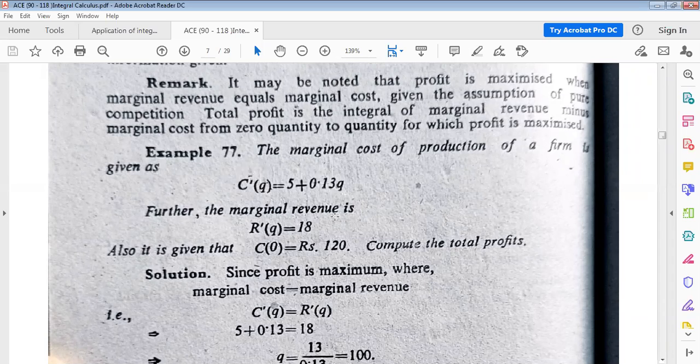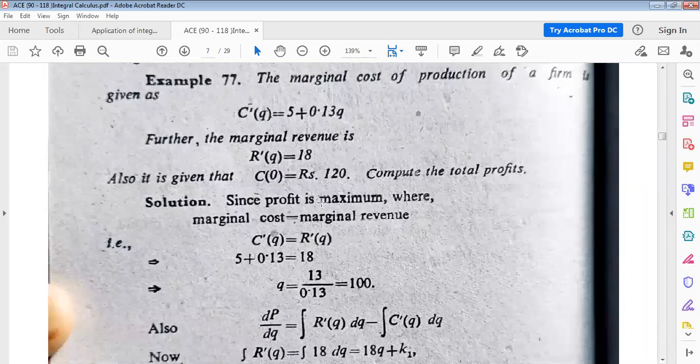Further, the marginal revenue R'(q), that means marginal revenue, can be written as dR/dq, and dR/dq equals 18. Also it is given that the fixed cost, which is the cost when quantity is zero, is 120 taka. We have to find the total profit under that condition.